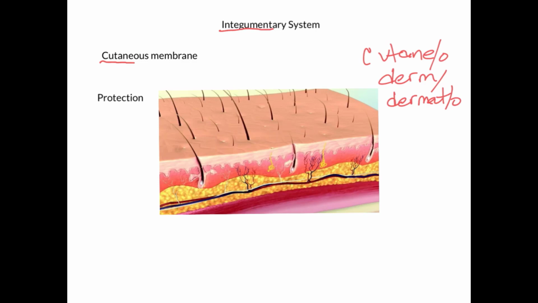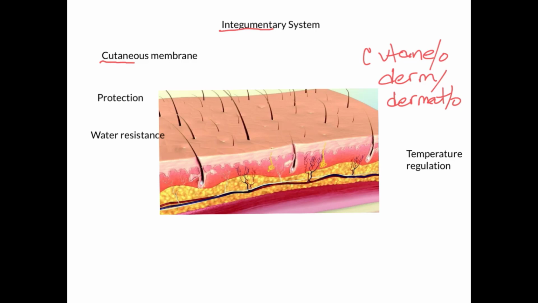What's another function of the skin? Water. Our skin is water resistant. So it protects water from getting in and it protects water from escaping. So water resistance is an important function of our skin. Temperature regulation is another important function of the skin. Let's put that here. Temperature regulation.